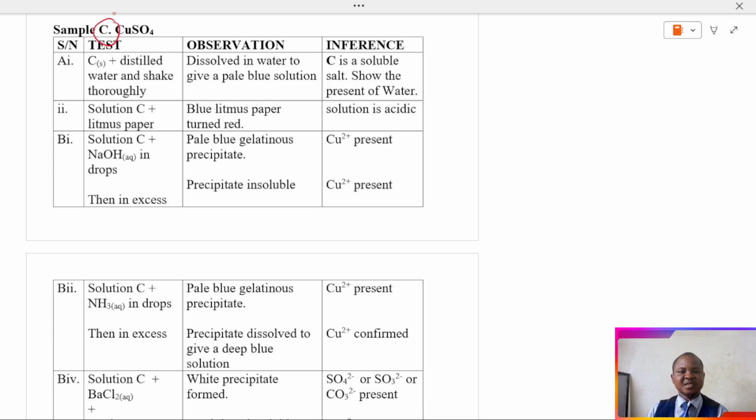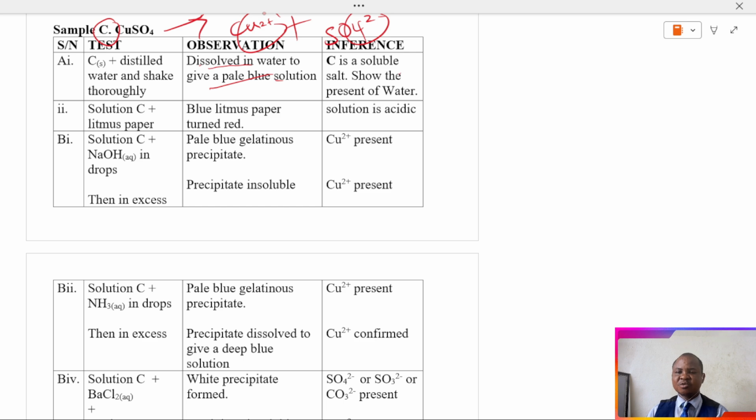Sample is given as C, which is CuSO4. CuSO4 can actually decompose to Cu2+ and SO4 2-. In other words, we are going to be expecting the presence of Cu2+ and at the same time the presence of SO4 2-. So the first thing to do here is to dissolve sample C in distilled water, then shake thoroughly. When you do that, sample C will dissolve completely to give a pale blue solution, which indicates that C is a soluble salt.